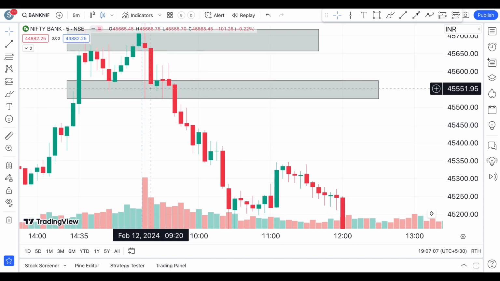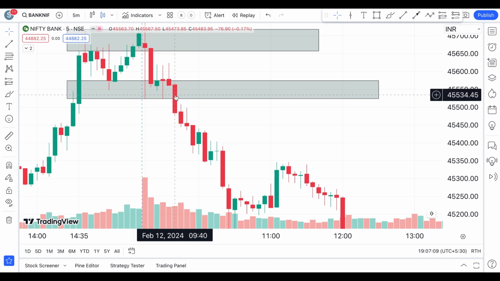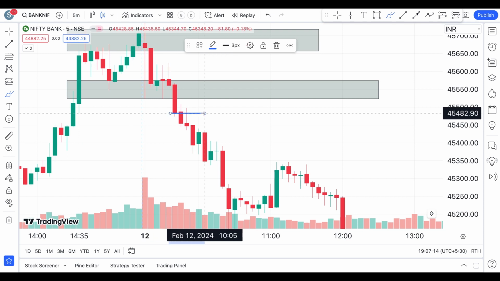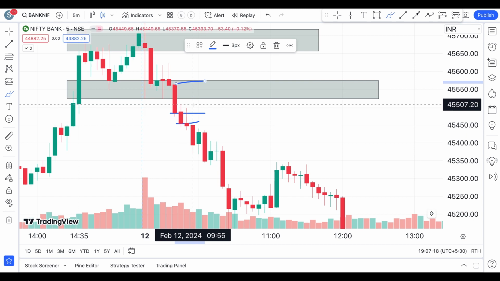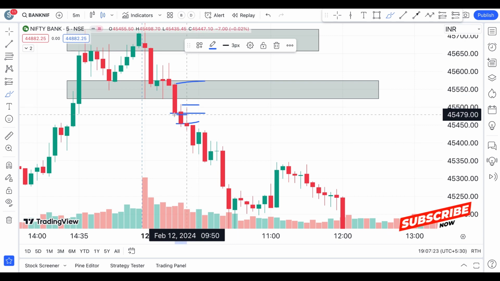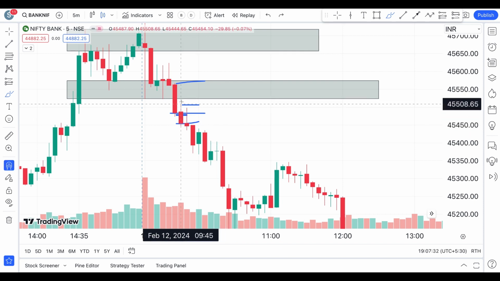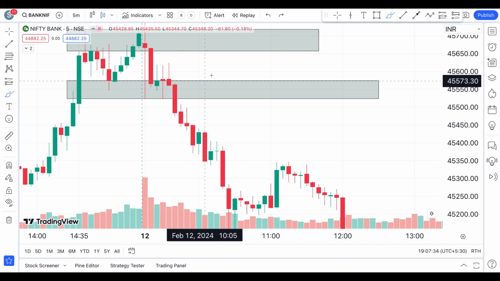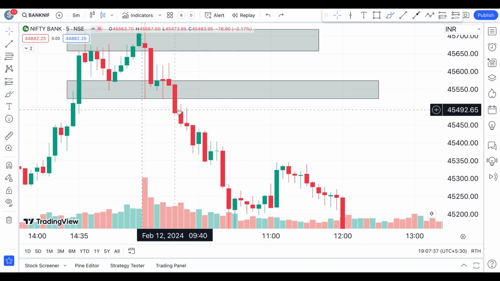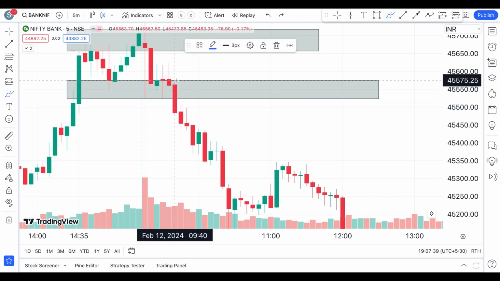So let's look at what has happened after that. At 9:40 you have seen a breakout from this area, and also a confirmation candle. Your next candle's high is a lower high, its low is also lower, and its close is also lower than your previous candle. So all this is giving us confirmation towards the downside, saying that this is a genuine breakout towards the downside.